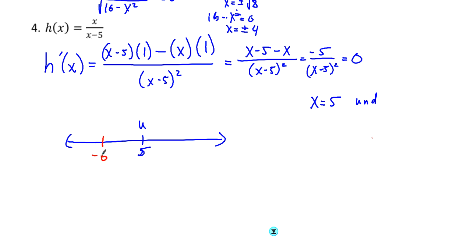Plug in negative 6. When we plug in negative 6, we're going to get a negative divided by a positive, because the bottom's always positive, the top is always negative. And when I put in 10, I still get a negative. So this function has no relative maximums or minimums.